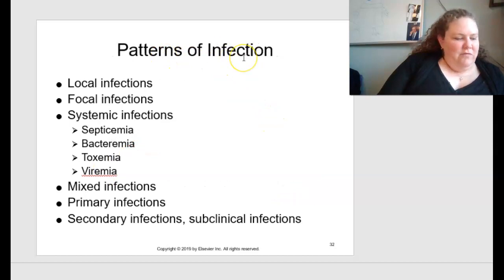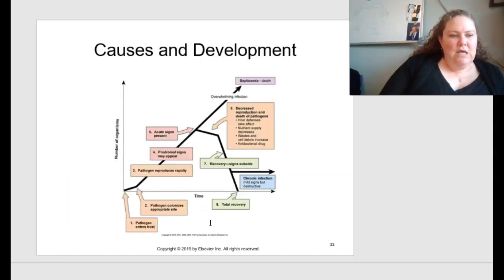So with the patterns of infection, you have local infections, focal infections, systemic infections such as septicemia, bacteremia, toxemia, viremia. You have mixed infections, you have primary infections, and you have secondary infections or subclinical infections. And this is a nice little diagram. It's figure 6.15 in your book on page 105. And this is causes and development. So it's titled Onset and Possible Courses of the Infection.